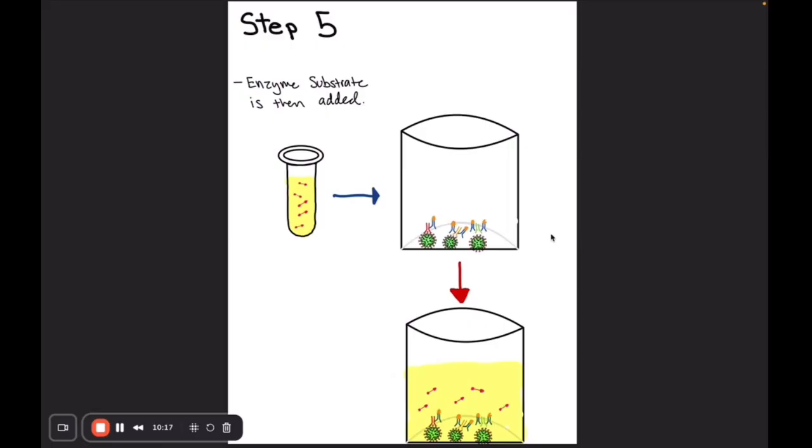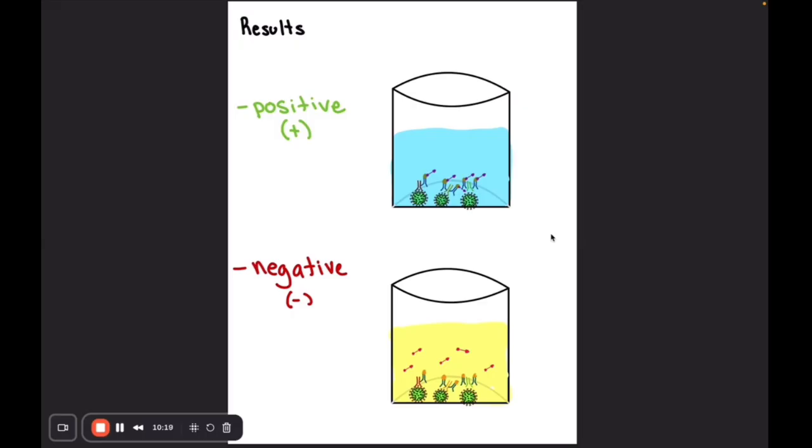the virus is gone. Here you can see a positive result that has reacted and has turned blue, and a negative result, where no reaction has occurred and the solution remains yellow.